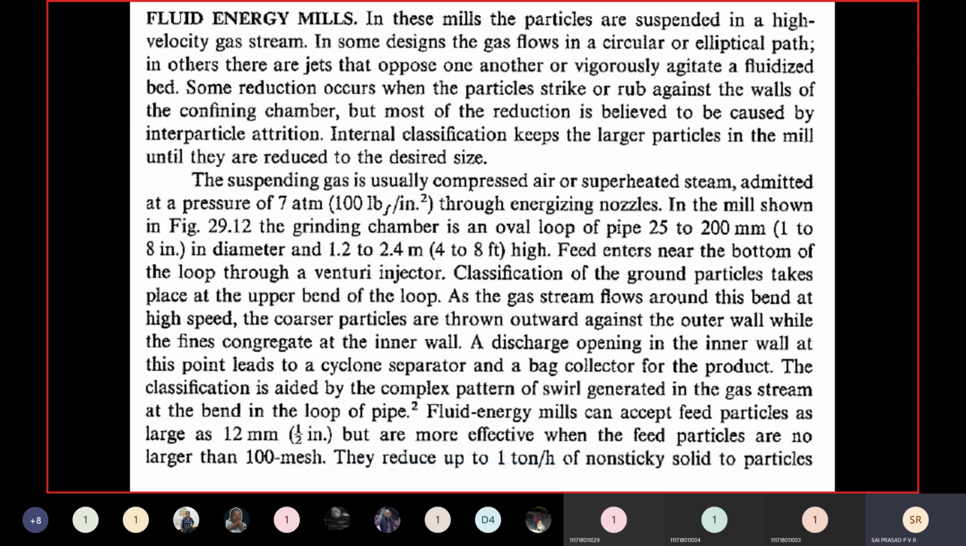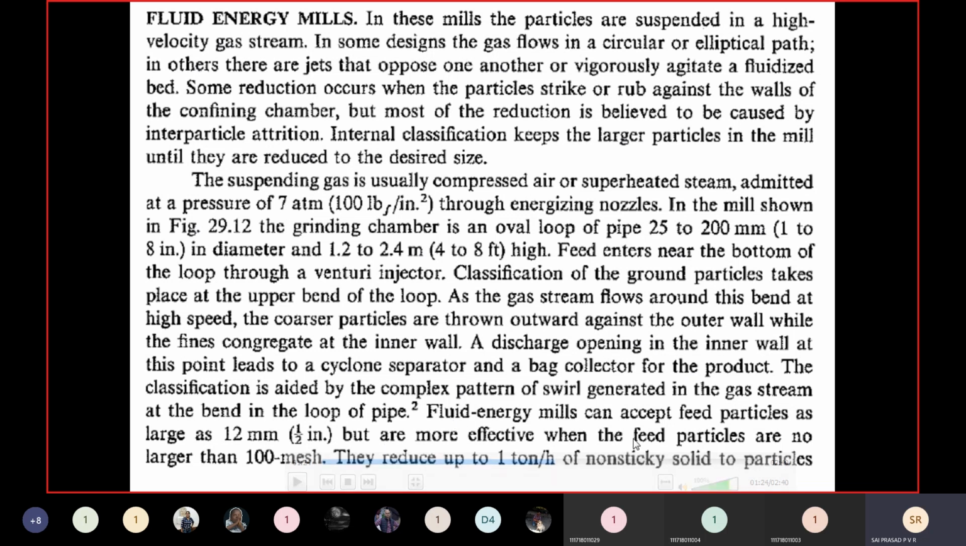The classification is aided by the complex pattern of swirl generated in the gas stream at the bend of the loop. So swirling means what? Anything which is rotating creates a swirl. This is important for us because we have to create the currents for the separation by centrifugal forces or centripetal forces.